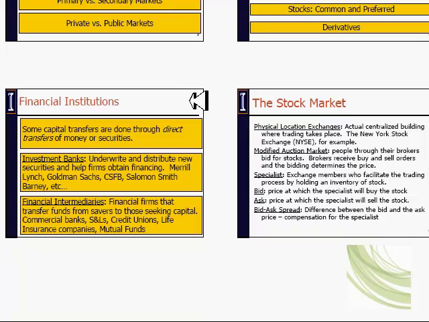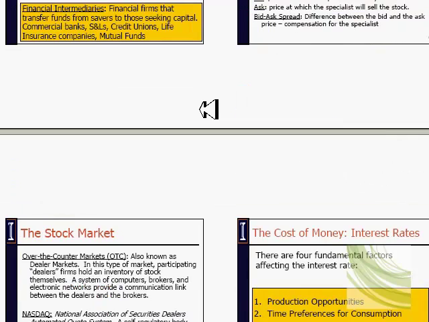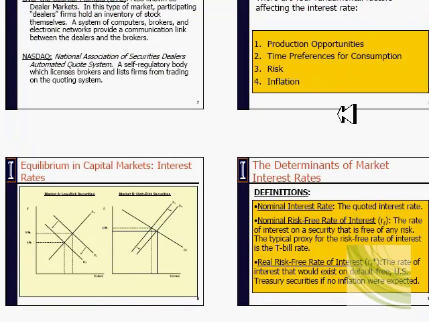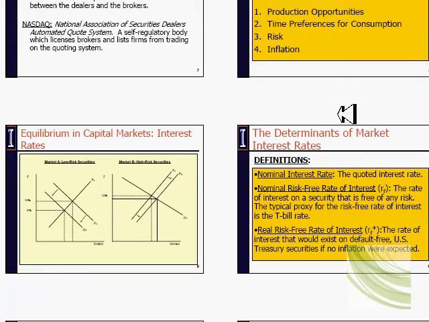In chapter 6 we talked about interest rates and the cost of money. What influences the cost of money? As we discussed, it depends on four fundamental things: production opportunities, how much money entrepreneurs can make; your time preference for consumption; the amount of risk you take, where greater risk means greater reward; and the inflation rate that we expect. So what determines market interest rates? Basically, you have a risk-free rate, which is the rate that would exist on a default-free US Treasury security if zero inflation is expected.